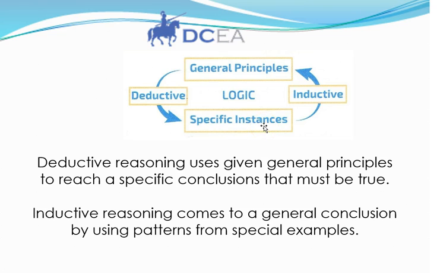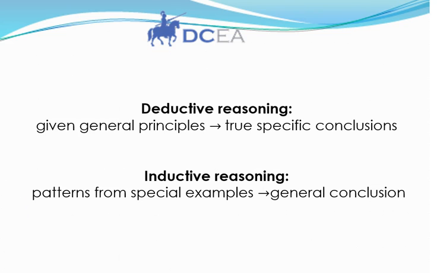Inductive reasoning uses special examples and patterns from special examples to draw general conclusions. So deductive reasoning, we're given general principles and true specific conclusions. Inductive reasoning, we use patterns from special examples and we draw general conclusions.